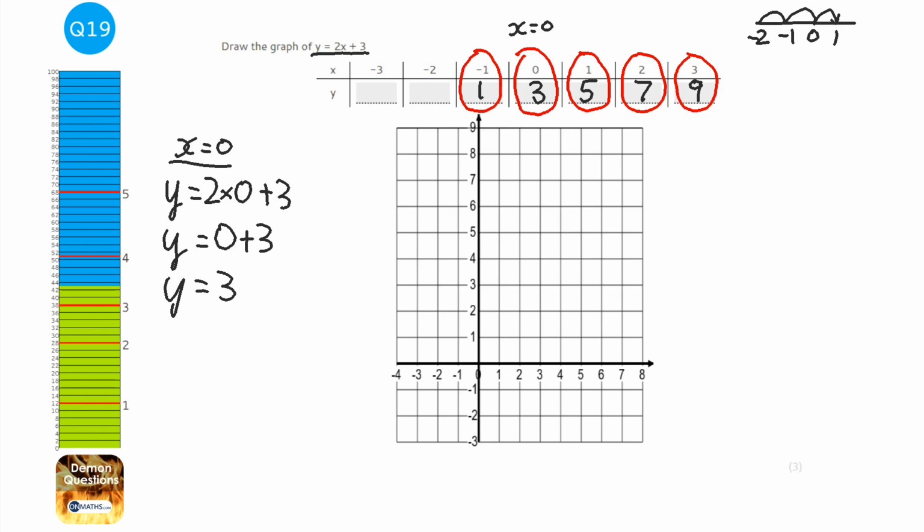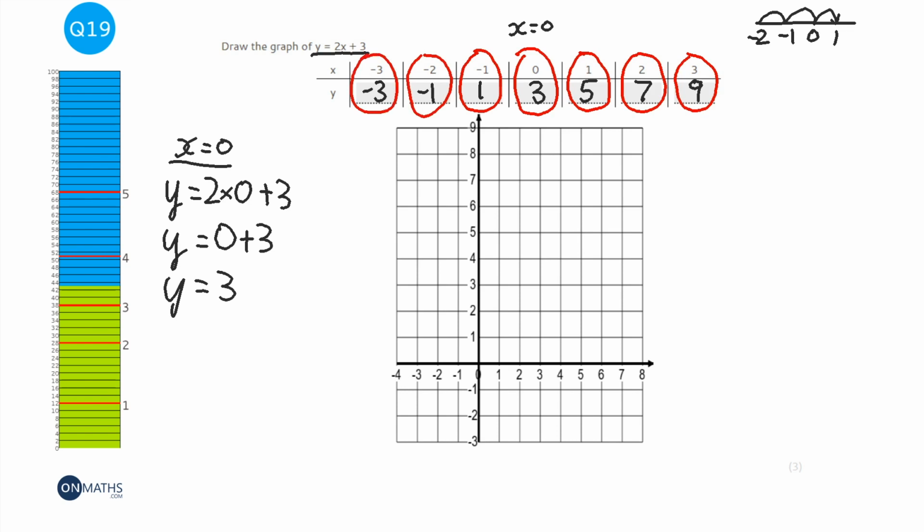2 times negative 2 is minus 4, minus 4 plus 3 is minus 1. Minus 3 times 2 is minus 6, minus 6 plus 3 is minus 3. So those are my final 2 coordinates.